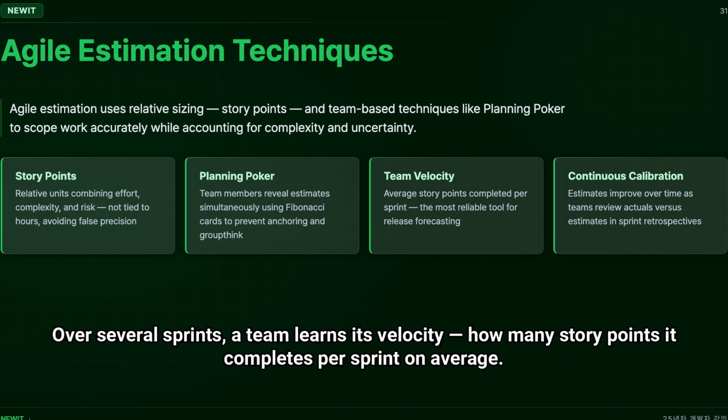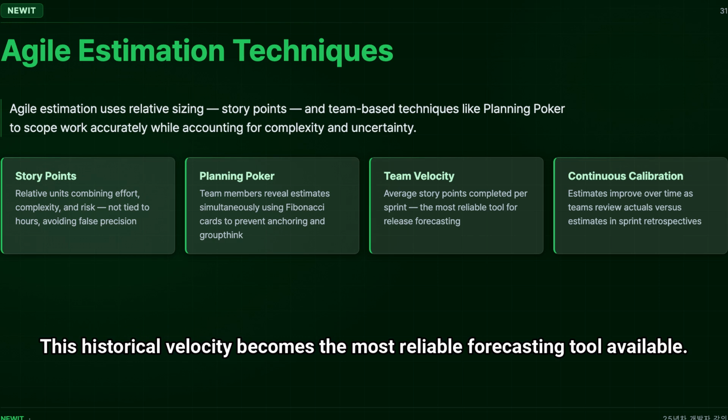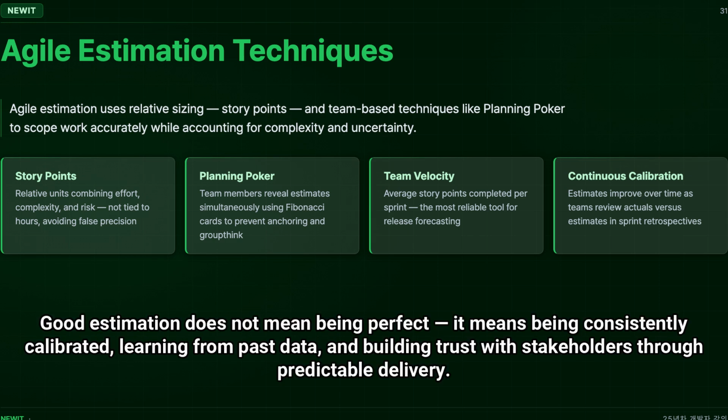Teams use a technique called planning poker, where each member simultaneously reveals their estimate on a card, preventing anchoring bias. Over several sprints, a team learns its velocity, how many story points it completes per sprint on average. This historical velocity becomes the most reliable forecasting tool available. Good estimation does not mean being perfect. It means being consistently calibrated, learning from past data, and building trust with stakeholders through predictable delivery.